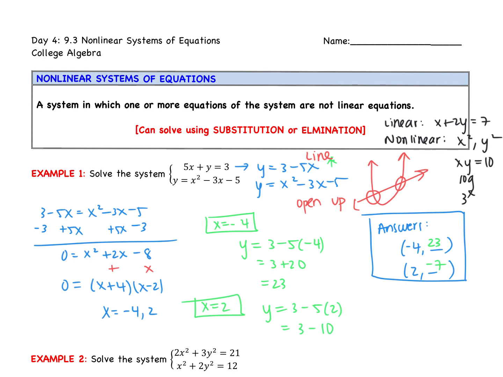So what I do think is hard about these is looking at the system, you don't know how many solutions there are going to be. So we got to be a little bit careful of that. That's the first type that you're going to see. Do we have any questions with that? Okay, try the next one.